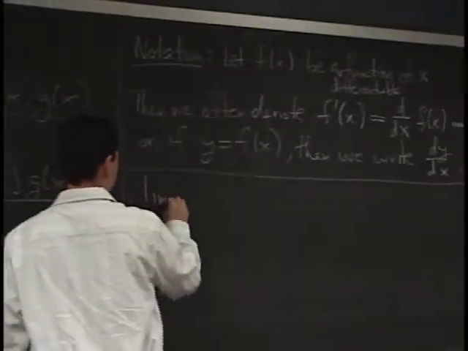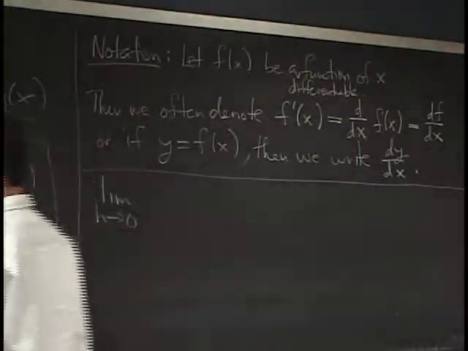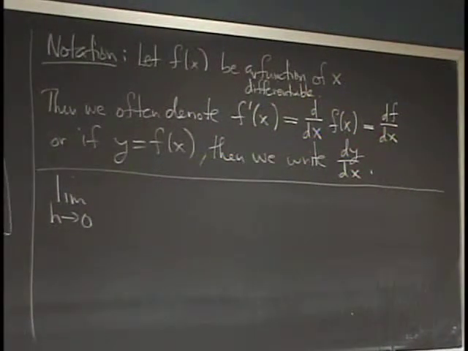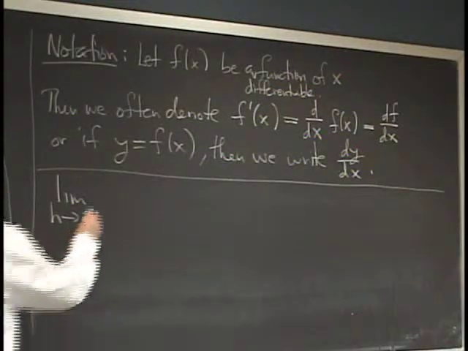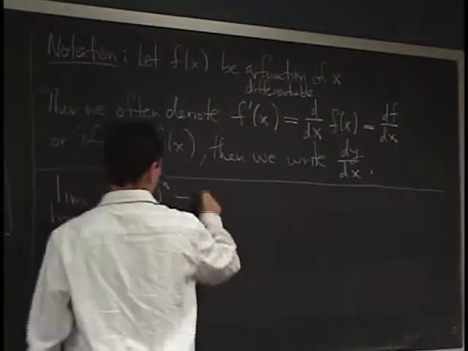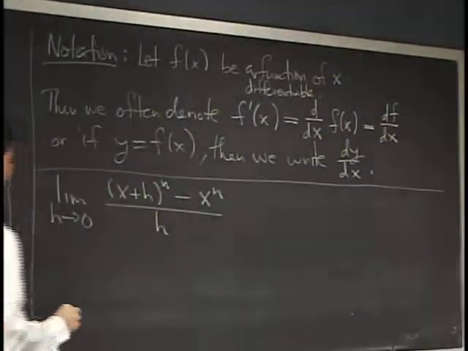Alright, so let's see how we would attack this. Okay, so I want to look at the limit as h goes to 0. Well, I want to take the derivative of x to the n. So the function is x to the n, so everywhere I see an x, in the first term I put x plus h. So I get x plus h to the n minus x to the n over h.